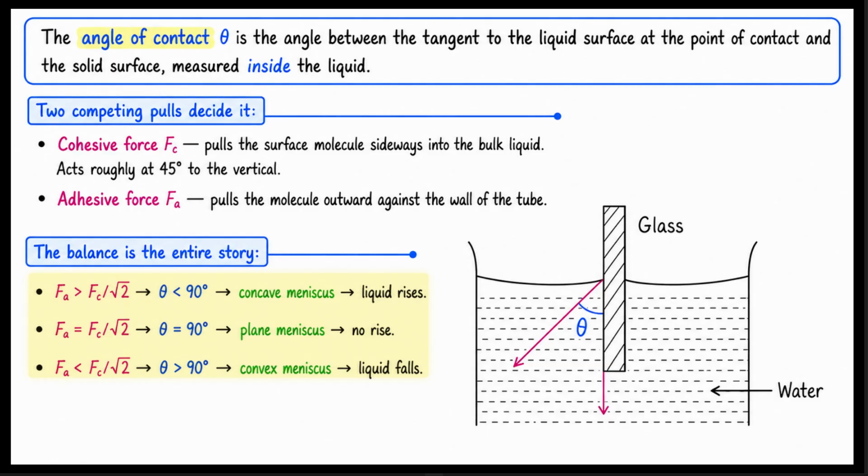This is exactly what is illustrated in the diagram for water against a glass wall. The strong adhesive pull draws the water up, creating a concave meniscus with a contact angle theta that is clearly less than 90 degrees. If the forces are balanced, theta equals 90 degrees, forming a flat meniscus. If the adhesive force is weaker, theta is greater than 90 degrees, creating a convex meniscus where the liquid falls.